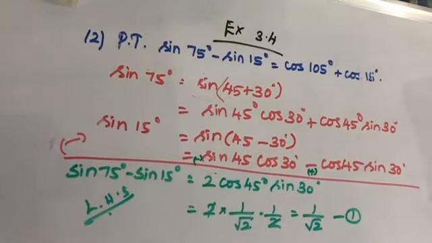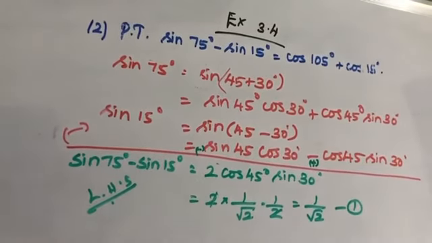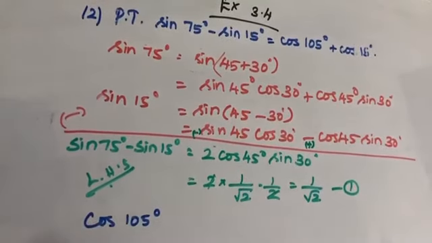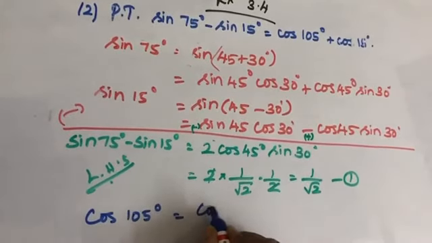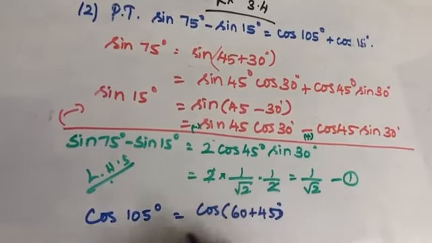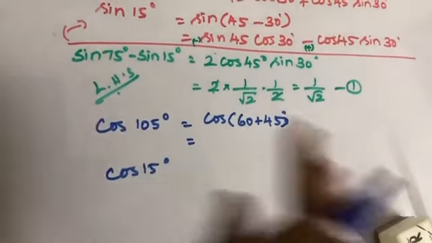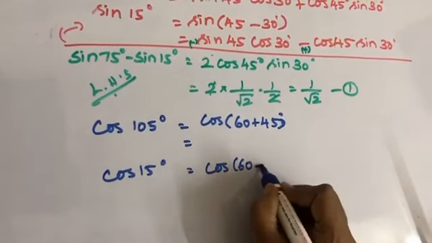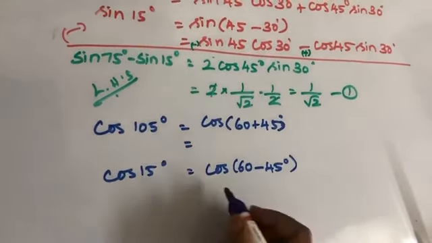Now we have to find the value for our right hand side. In our right hand side, we have cos 105 and cos 15. Cos 105 can be written as cos 60 plus 45 degree, and you have to expand this according to cos A plus B form. So, cos 15 can be written as cos 60 minus 45 degree. Here you have to expand it in cos A minus B form.